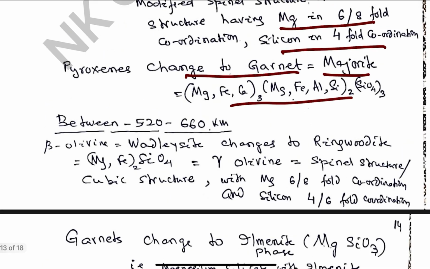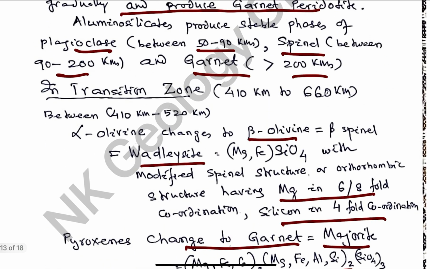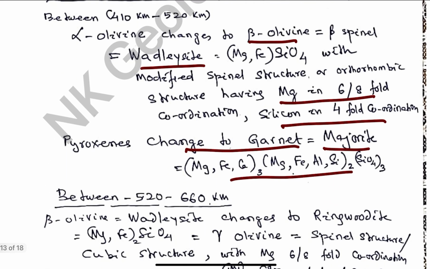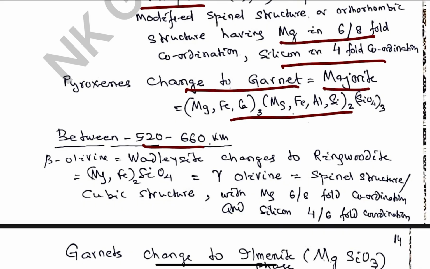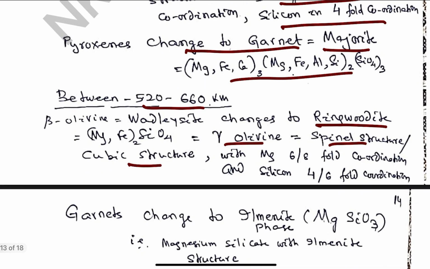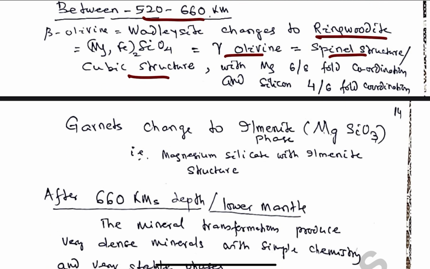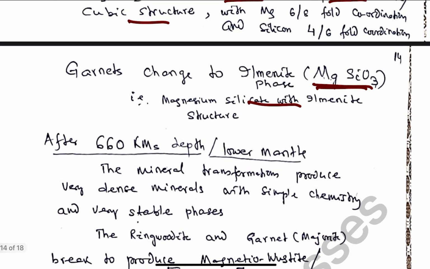And this begins at a depth of 410 kilometers. Alpha olivine changes to beta olivine, garnet to majorite. But at a depth of 520 to 600 kilometers, within this range, beta olivine changes to gamma olivine, which is ringwoodite, having spinel structure or cubic structure, with magnesium in 6 or 8-fold coordination, silicon in 4 or 6-fold coordination. Garnet changes to ilmenite structure, having composition MgSiO3. Magnesium silicate with ilmenite structure.